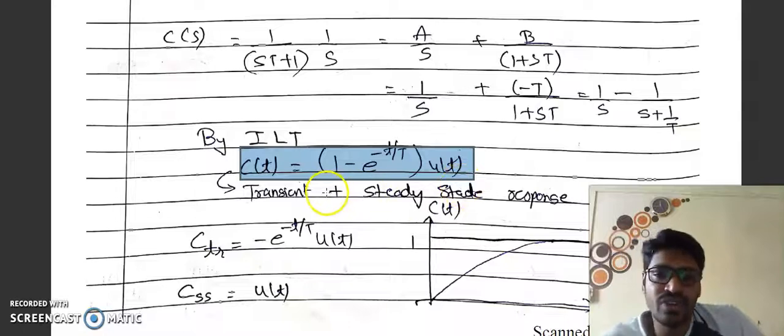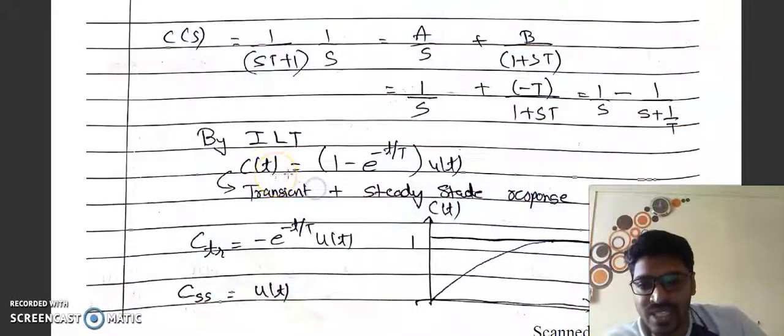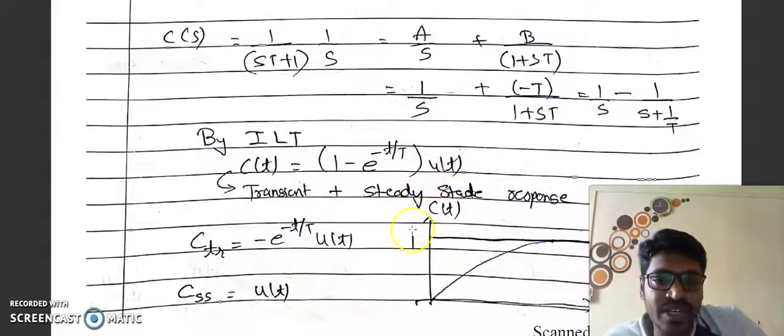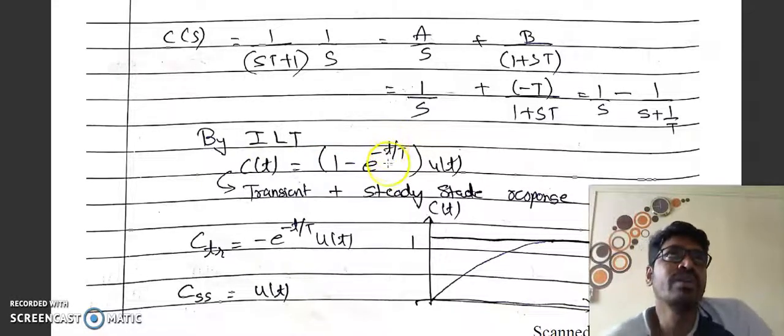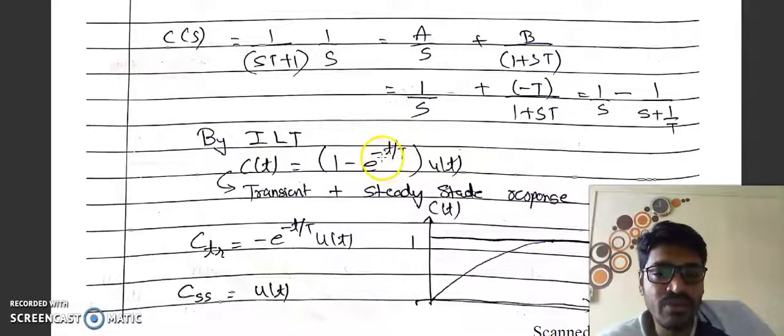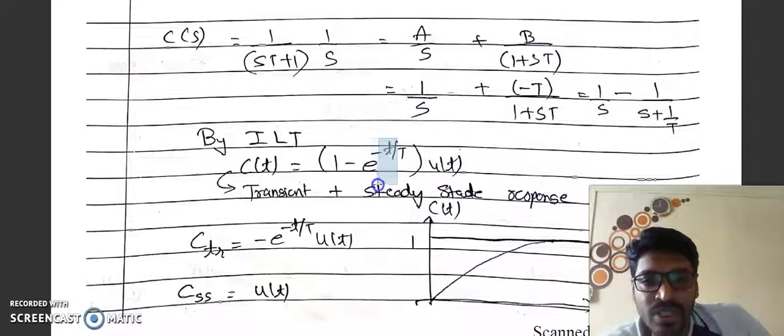So this response consists of both the responses, right? This will have some transient part also, and this will have some steady state part also. So what is steady state? Whenever time becomes infinity, when you substitute t is equal to infinity in this equation, the response you get is your c_ss, that is the steady state response. So if you put t is equal to infinity, c of infinity, e raised to minus infinity means 1 upon infinity, so it will be 0. So this part will become 0, and 1 minus 0 into u of t is u of t, right?